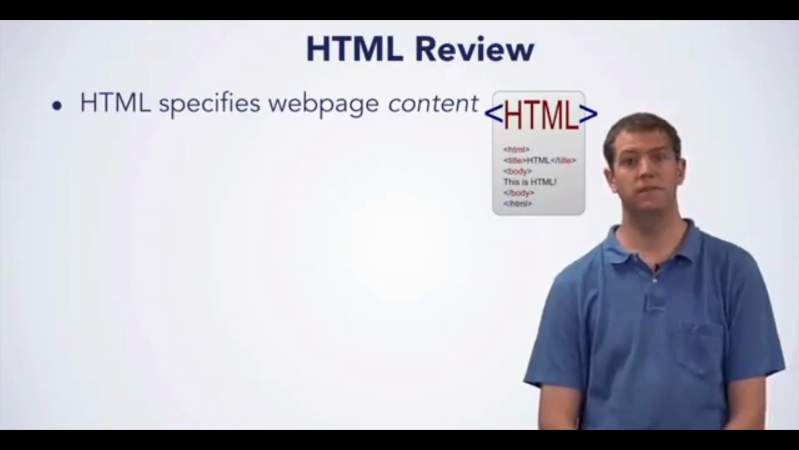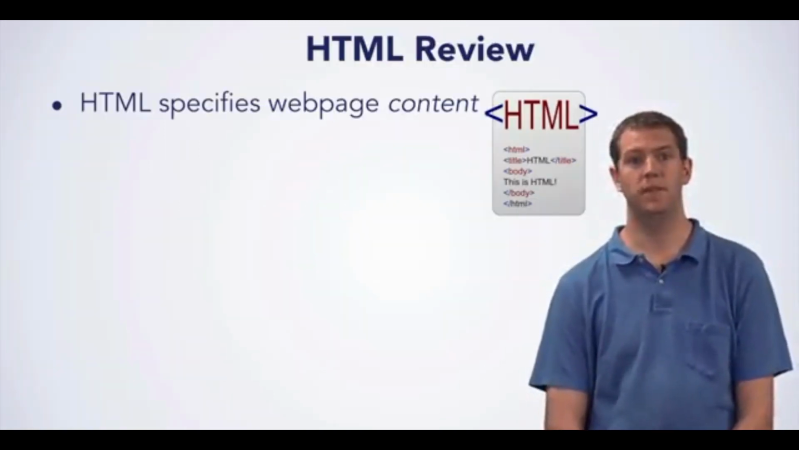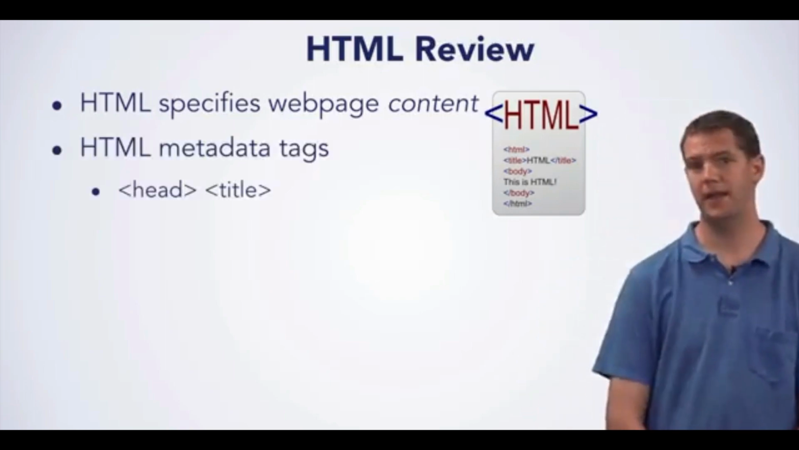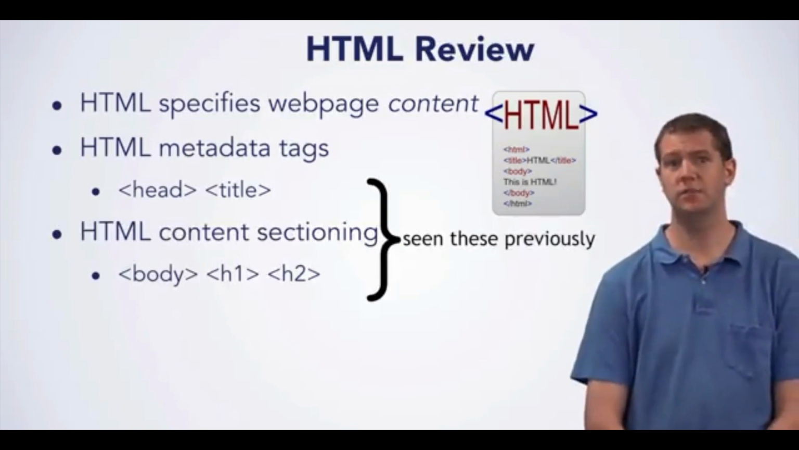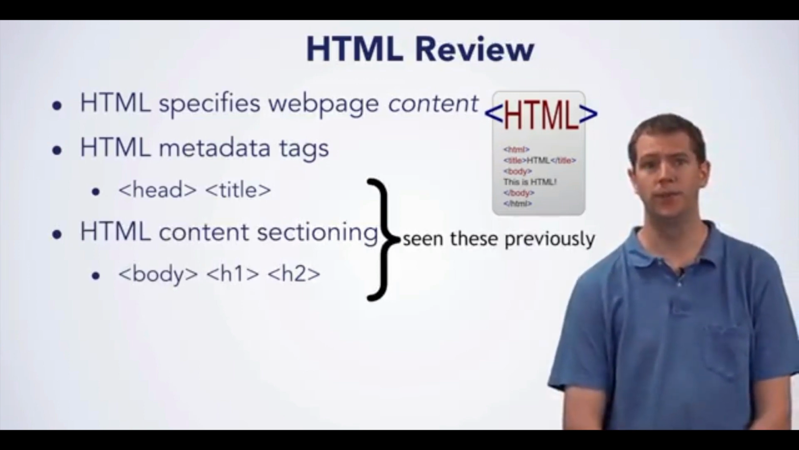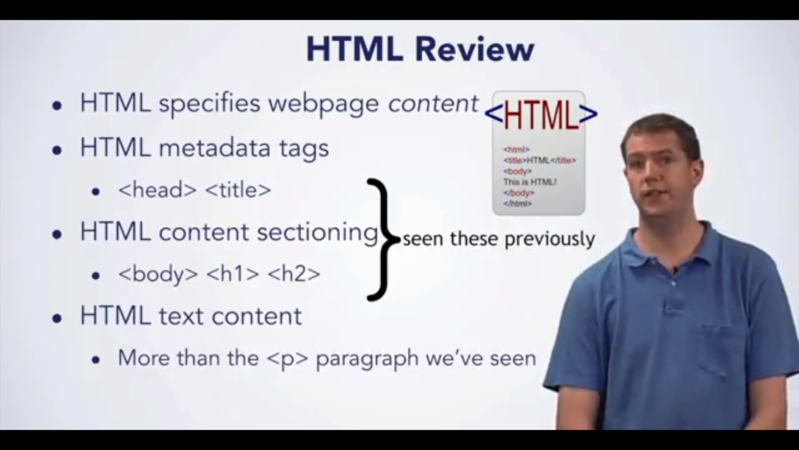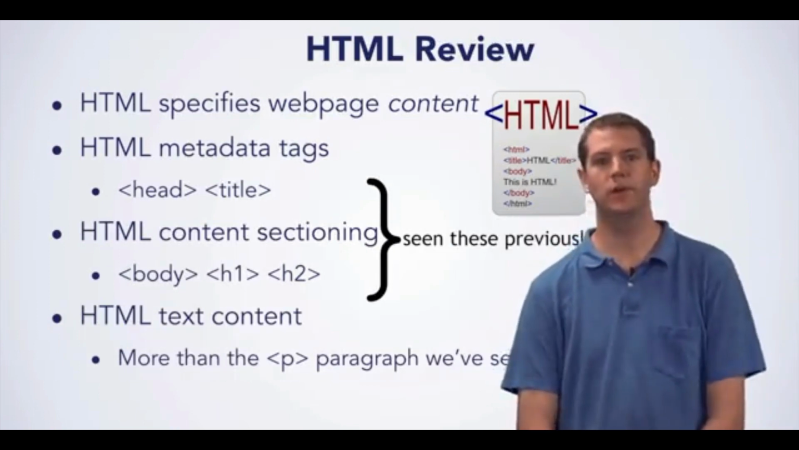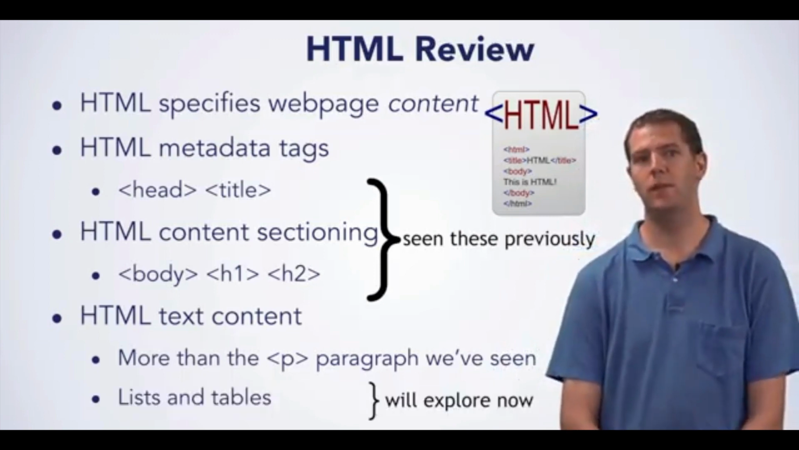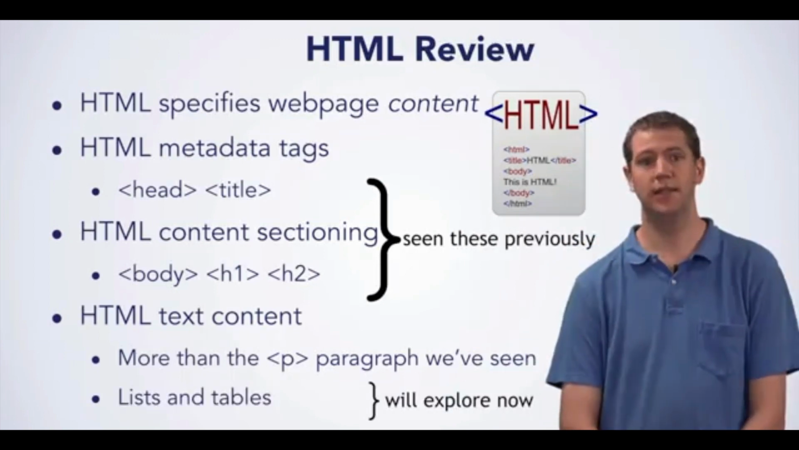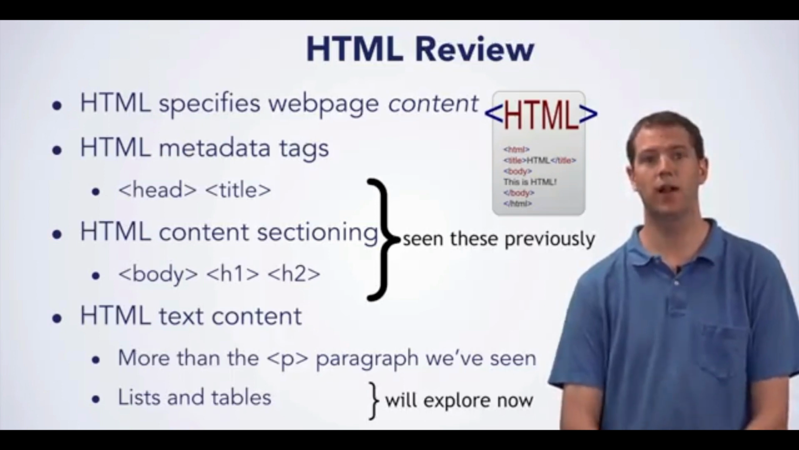You've already learned some basics of HTML, which lets you specify the contents of a web page that you want to make. You learned about metadata tags, such as head and title, and sectioning tags, such as body, H1, and H2. You learned about text content, such as the P tag, which formats a paragraph. However, there's much more that you can do with HTML besides just put text into paragraphs. One way that you might want to organize information is in lists or tables, which we will explore now.